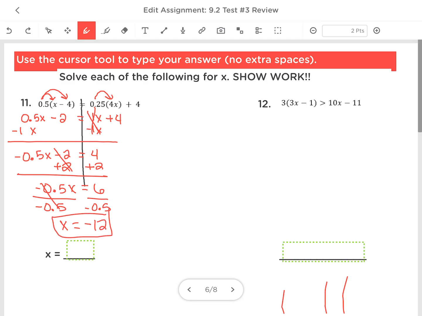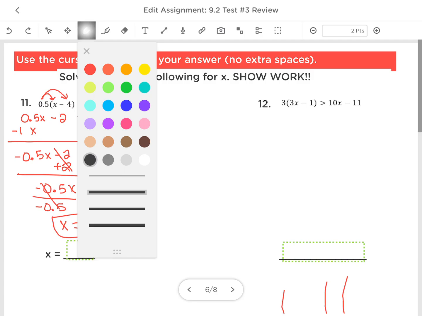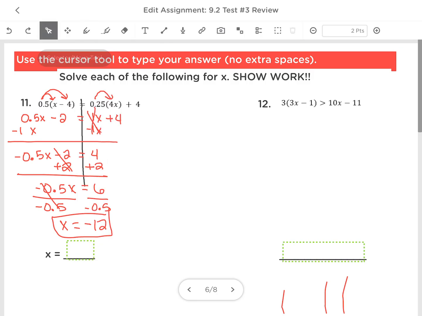So that would be our x value. So we're just going to type that in. Again, you would use the move select tool, click on the box, and type it in, negative 12. Okay.